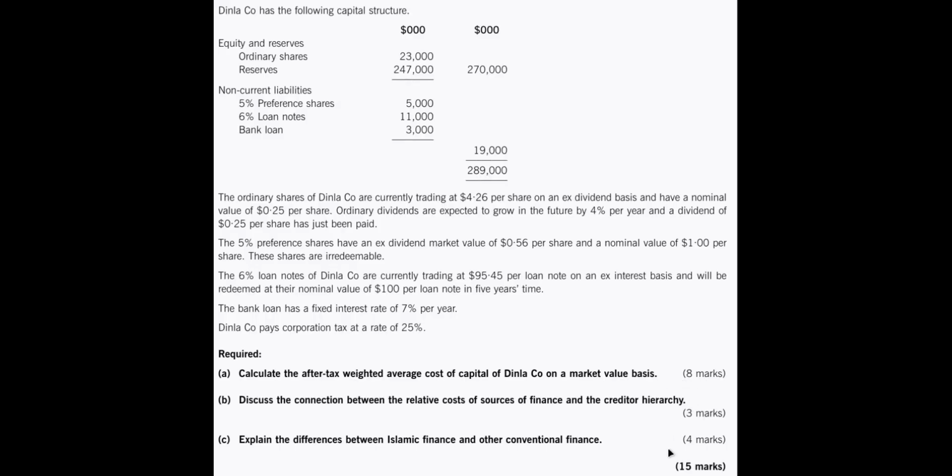So this is an 8-mark question. If you can do this, you will get 8 marks, and the rest is theory, so you can do it by yourself.